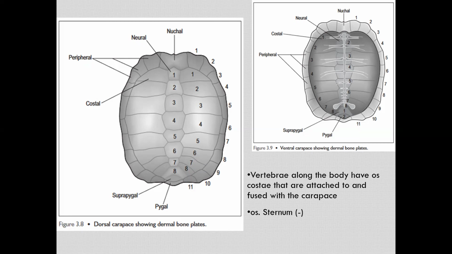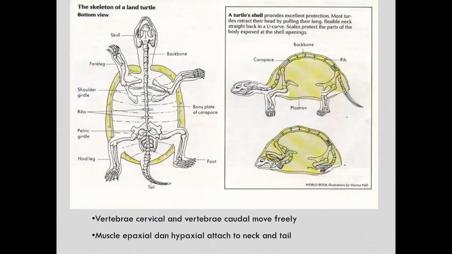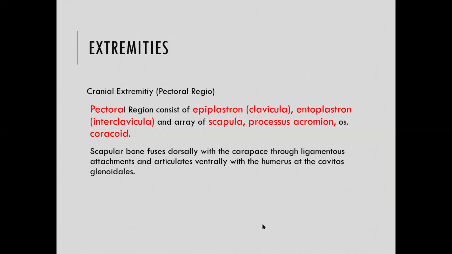And they don't have a sternum. So ventrally, they only have a plastron to protect their bodies. Their cervical bones and tailbone move freely. And the epaxial and hypaxial muscles are attached to their neck and tail. Okay, we move to their extremities.